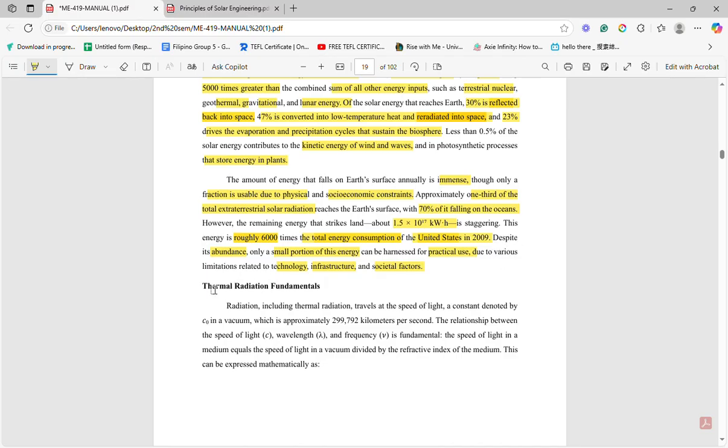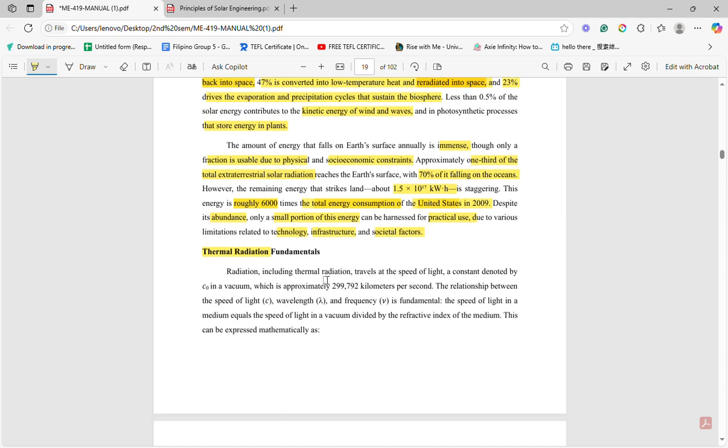And again, if we are talking about energy and the sun, then we are also talking about thermal radiation, because the energy from the sun is transmitted to the Earth via radiation, because of fusion. So how can we measure that thermal radiation? Radiation travels at the speed of light, a constant denoted by c sub zero in a vacuum, which is approximately 300,000 kilometers per second, or 3 times 10 to the 8 meters per second.